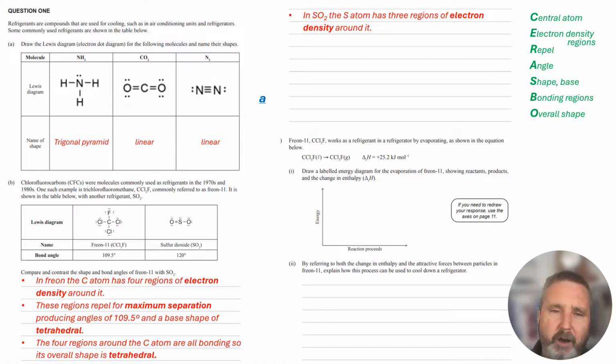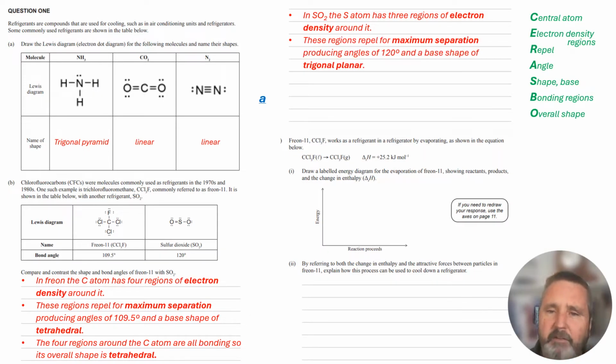So we say in sulfur dioxide, the sulfur atom has 3 electron density regions around it. The next thing we're going to state again is they push against each other for maximum separation. They produce angles of 120 and a base shape of trigonal planar.